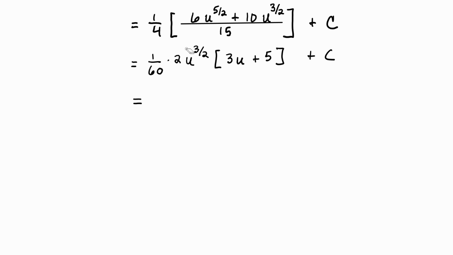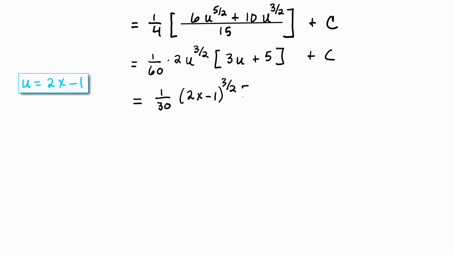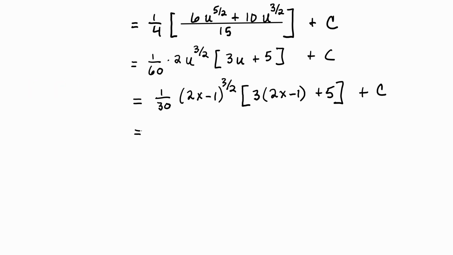This is going to equal, we can cancel a 2 from the 60, and now we have 1 over 30, and the u to the 3/2 can get replaced with 2x minus 1 to the 3/2. On the inside, we have 3 times u, and we're going to replace that u with 2x minus 1. Then we have plus 5, and then our constant of integration plus c. So this is equal to 1 over 30 times 2x minus 1 to the 3/2. And now we have 6x, and we see we would have minus 3 and then plus 5, so that's plus 2, plus a constant.